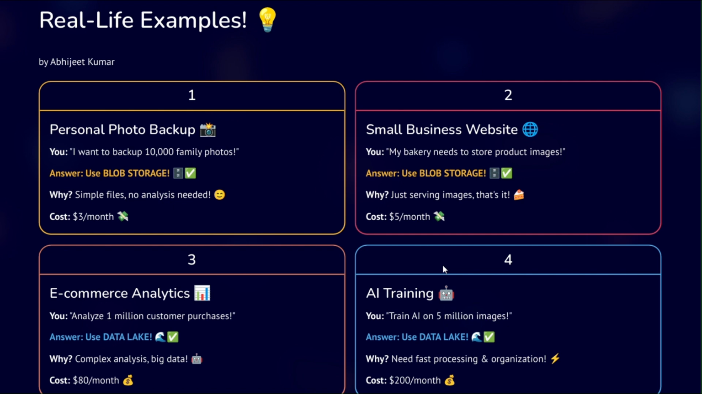Now let's see real life examples. Personal photo backup. I want to back up 10,000 family photos. Answer, we have to use blob storage. Why? Simple files, no analysis needed. For a small business website, my bakery needs to store product images. Then use blob storage. Why? Just serving images, that's it.